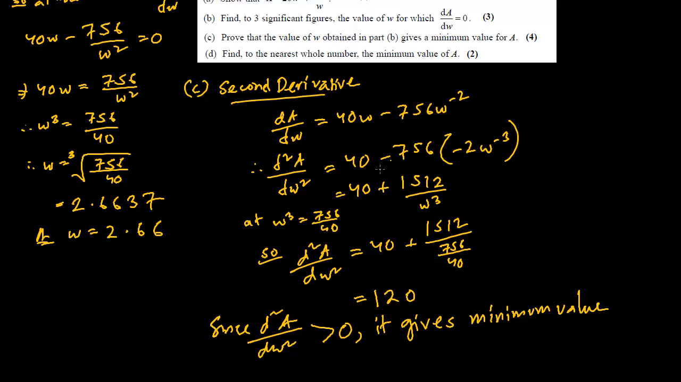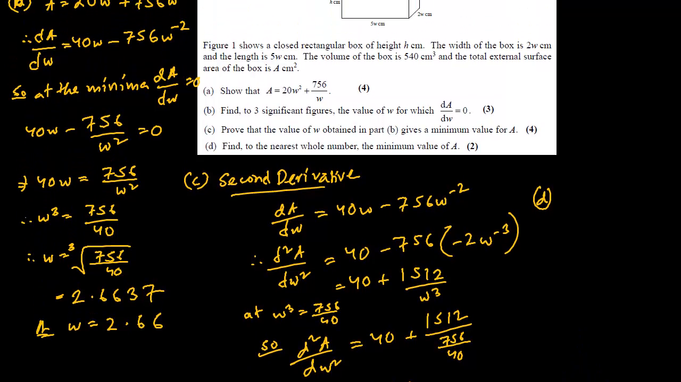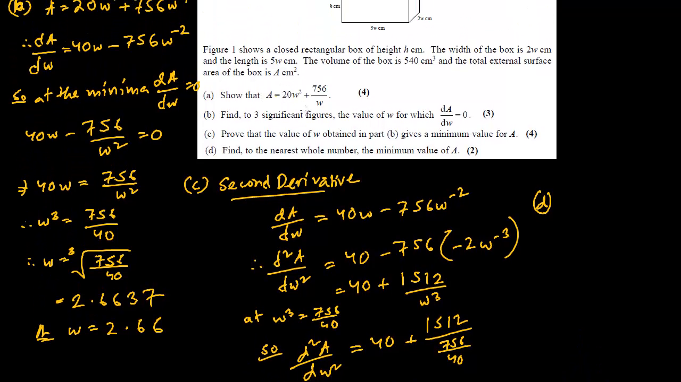That's it. That's the verifying, or that's the proof. Now question number D, we have to find the actual value of A, from this expression of A. So at W equals 2.66, that is the value of W over here, we can write A equals 20 times 2.66 squared plus 756 divided by 2.66.